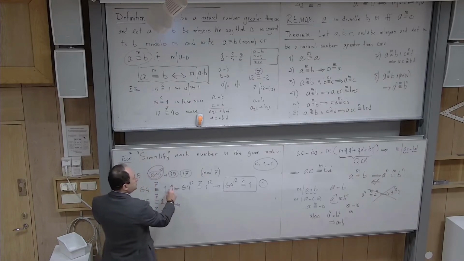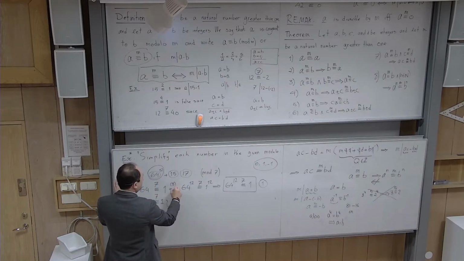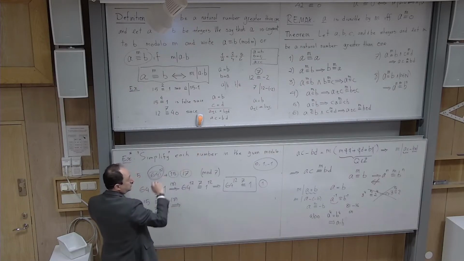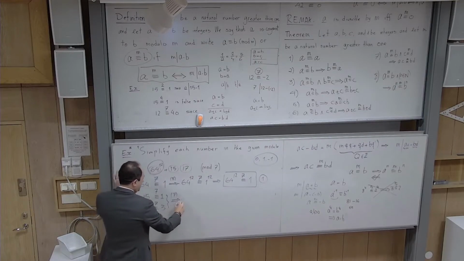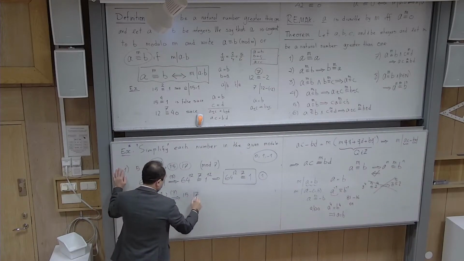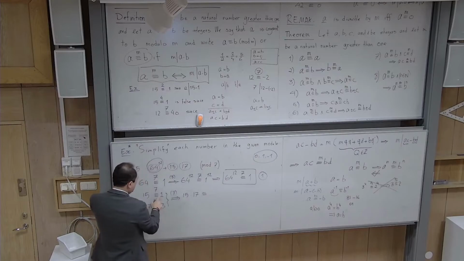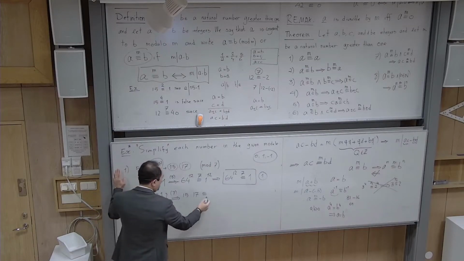So if you want, let me just write the number. This is number 8 in that theorem. This is based on number 7 in that theorem. I multiply 15 by 17, and this is congruent to I multiply 1 by 3, which is 3.